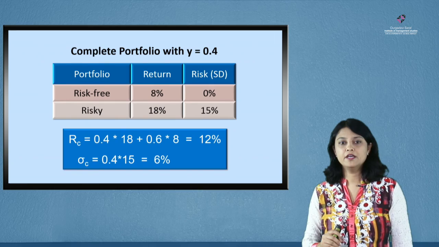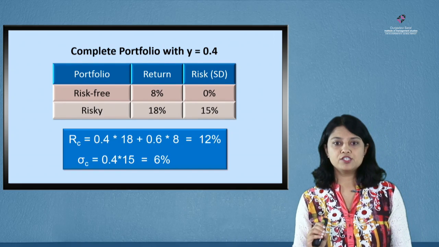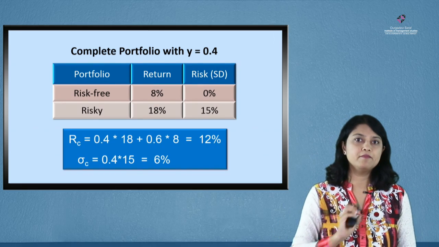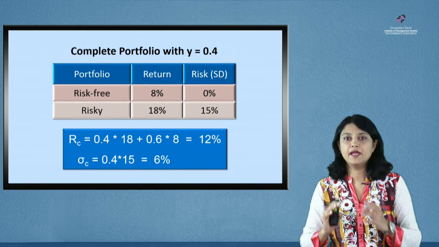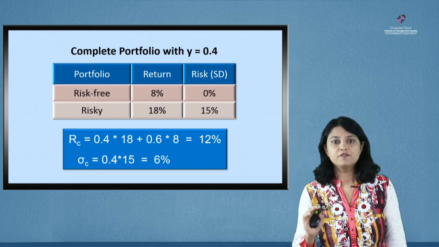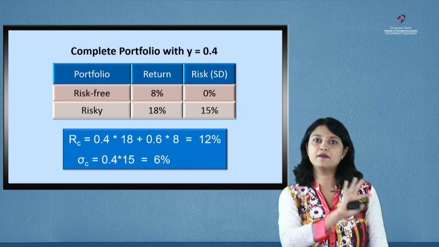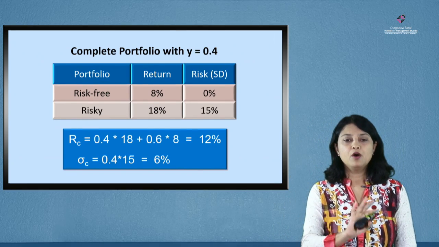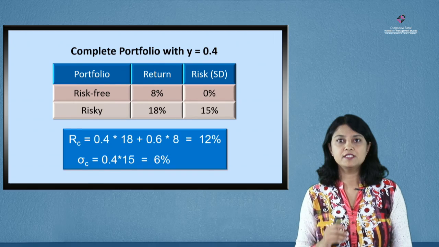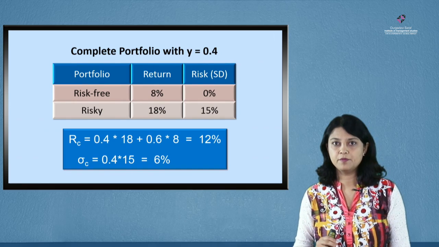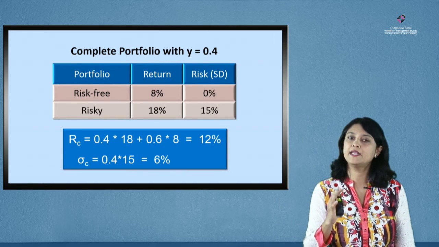Okay. Now here you can see the calculation for return. It will be a weighted average of both 18 and 8, multiplying them by their weights, their proportions, that is 0.4 and 0.6, and then we end up at a 12% average, which is between 18 and 8, and we get this 12% as the return for such a combination having a 0.4 proportion Y. Okay. Now for standard deviation or risk, the complete portfolio standard deviation sigma C, C stands for complete portfolio here, sigma C will be 0.4, that is the proportion of the risky portfolio, multiplied by its risk.